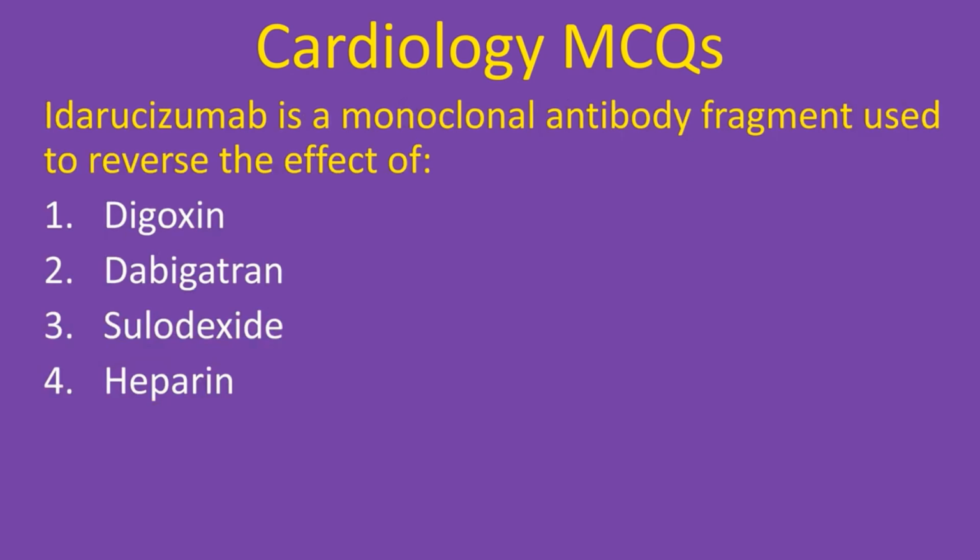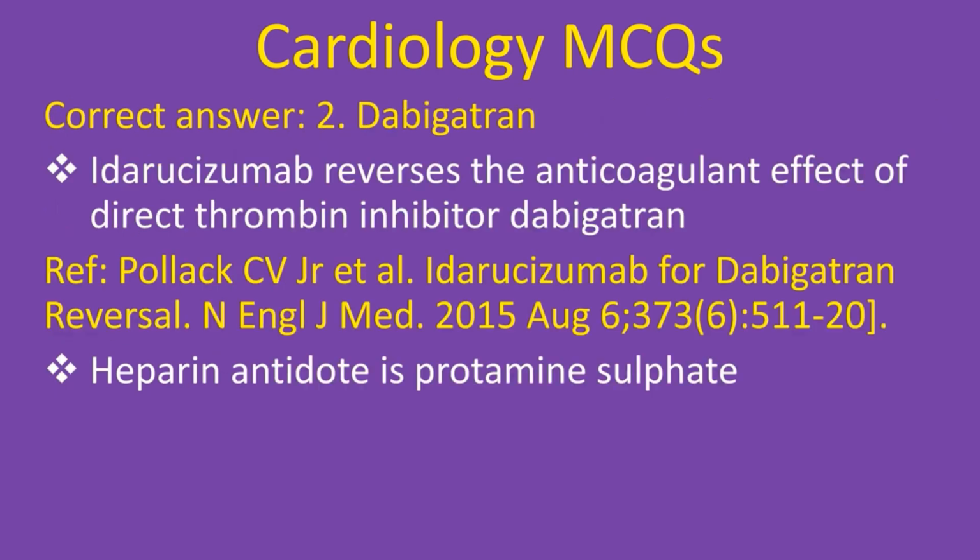Idarucizumab is a monoclonal antibody fragment used to reverse the effect of: 1. Digoxin, 2. Dabigatran, 3. Sulodexide, 4. Heparin. Correct answer: 2. Dabigatran. Idarucizumab reverses the anticoagulant effect of direct thrombin inhibitor dabigatran. Heparin antidote is protamine sulfate.